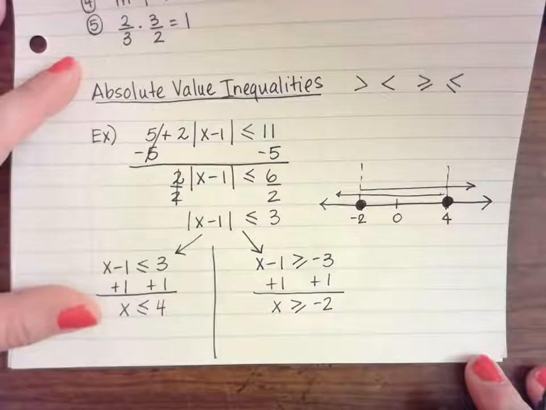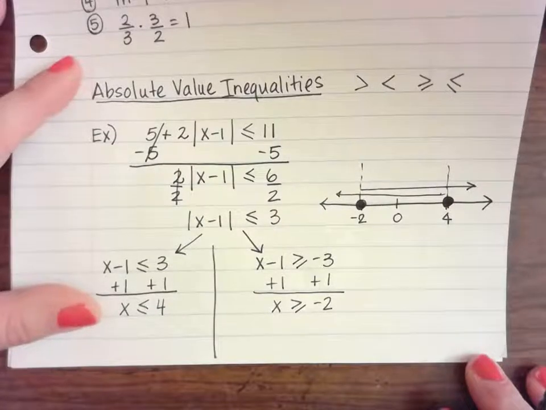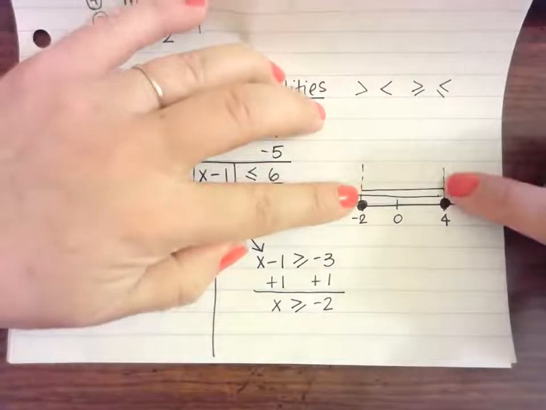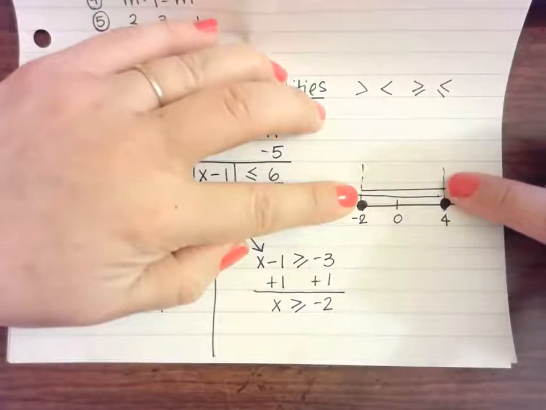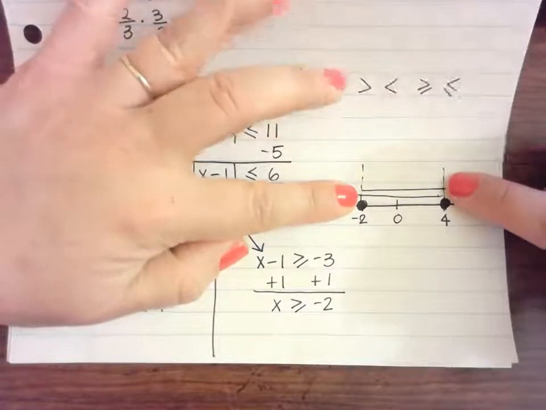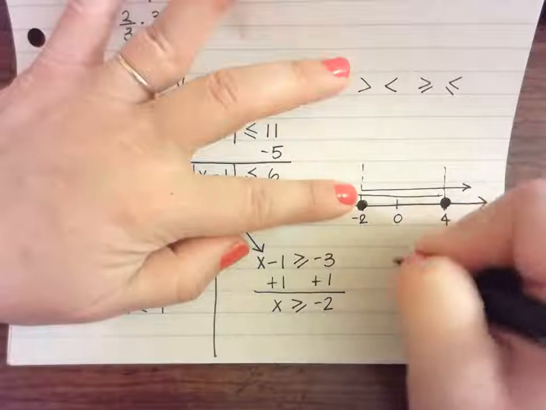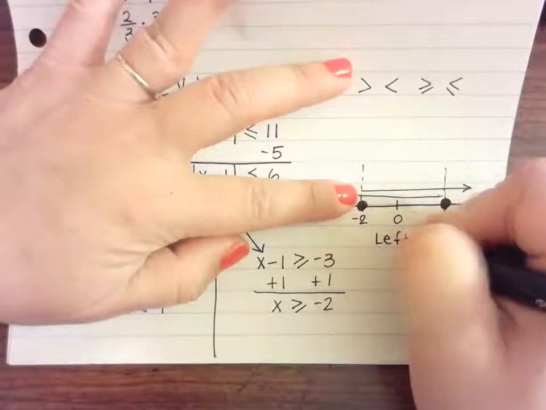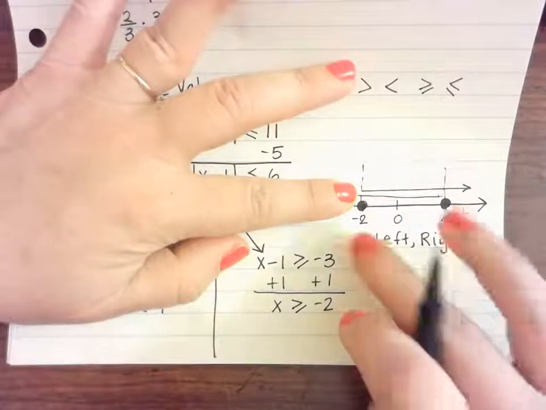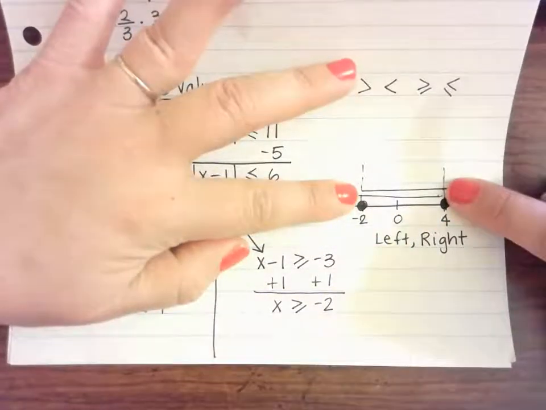Okay? Now, what you want to do is write an interval for that solution. So they don't overlap over here or over here. So we only want to look at from negative 2 to 4. And when you write your interval notation, you always go left to right. Has to go that way. Smallest to biggest. So left to right.